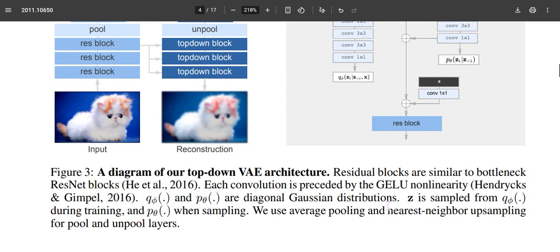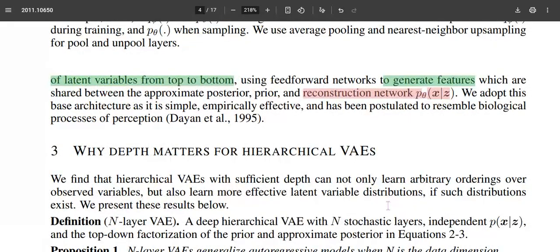And through some empirical experiments in the later sections, they showed that this produces good quality images, similar to PixelCNNs. So that's what this paper is about, giving an overview representation. Thank you.